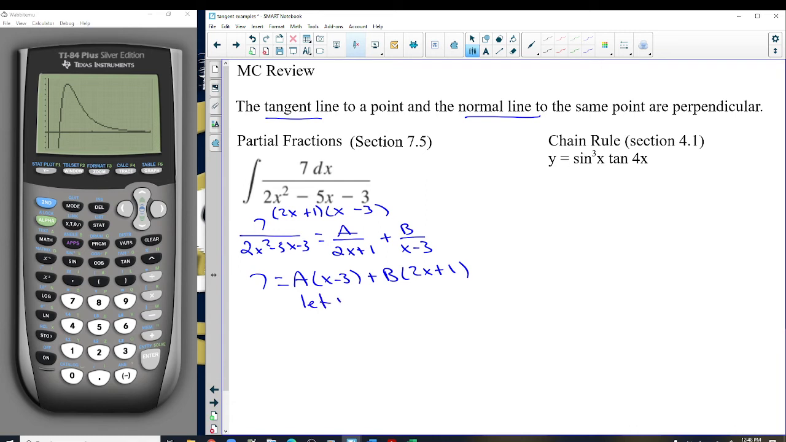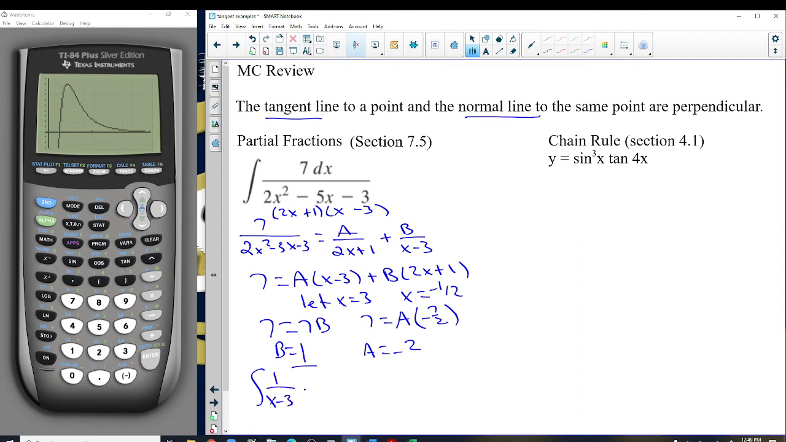So we're going to let x equal 3. So 7 is equal to 7b. So b is equal to 1. And then if we let x equal negative 1/2, we have 7 is equal to a times negative 7/2. So a is negative 2. Well, now this is the integral of, let's do the positive one first. 1 over x minus 3 minus 2 over 2x plus 1 dx.